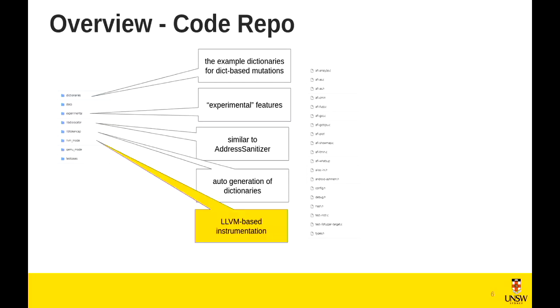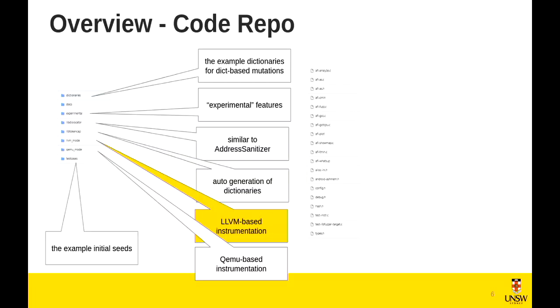And llvm_mode is the LLVM-based instrumentation. So it's one of the ways to instrument code into the target program. And it also supports QEMU-based instrumentation, which is to instrument binary programs. And the author of AFL also provides a set of initial seed inputs for the users. And here are the list of files, the list of code.